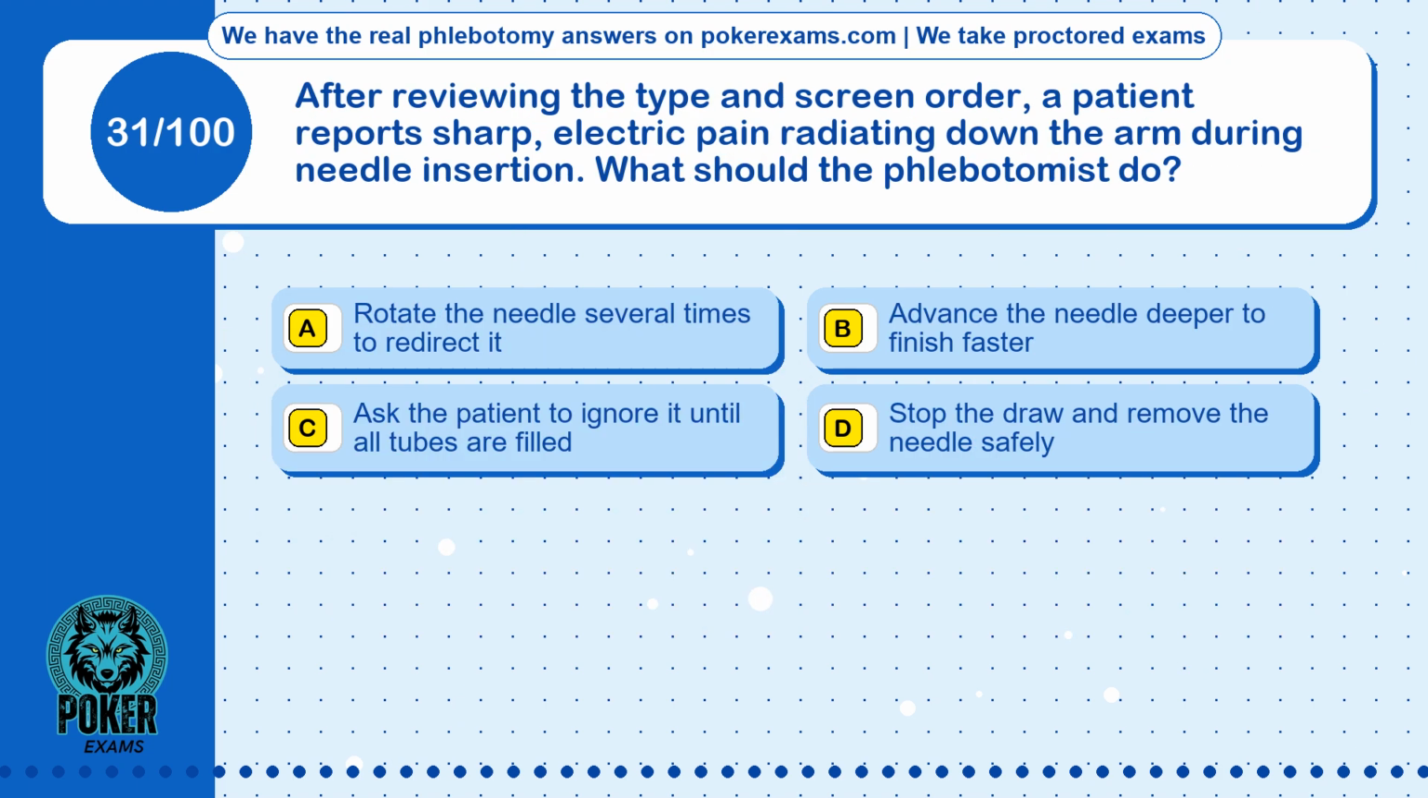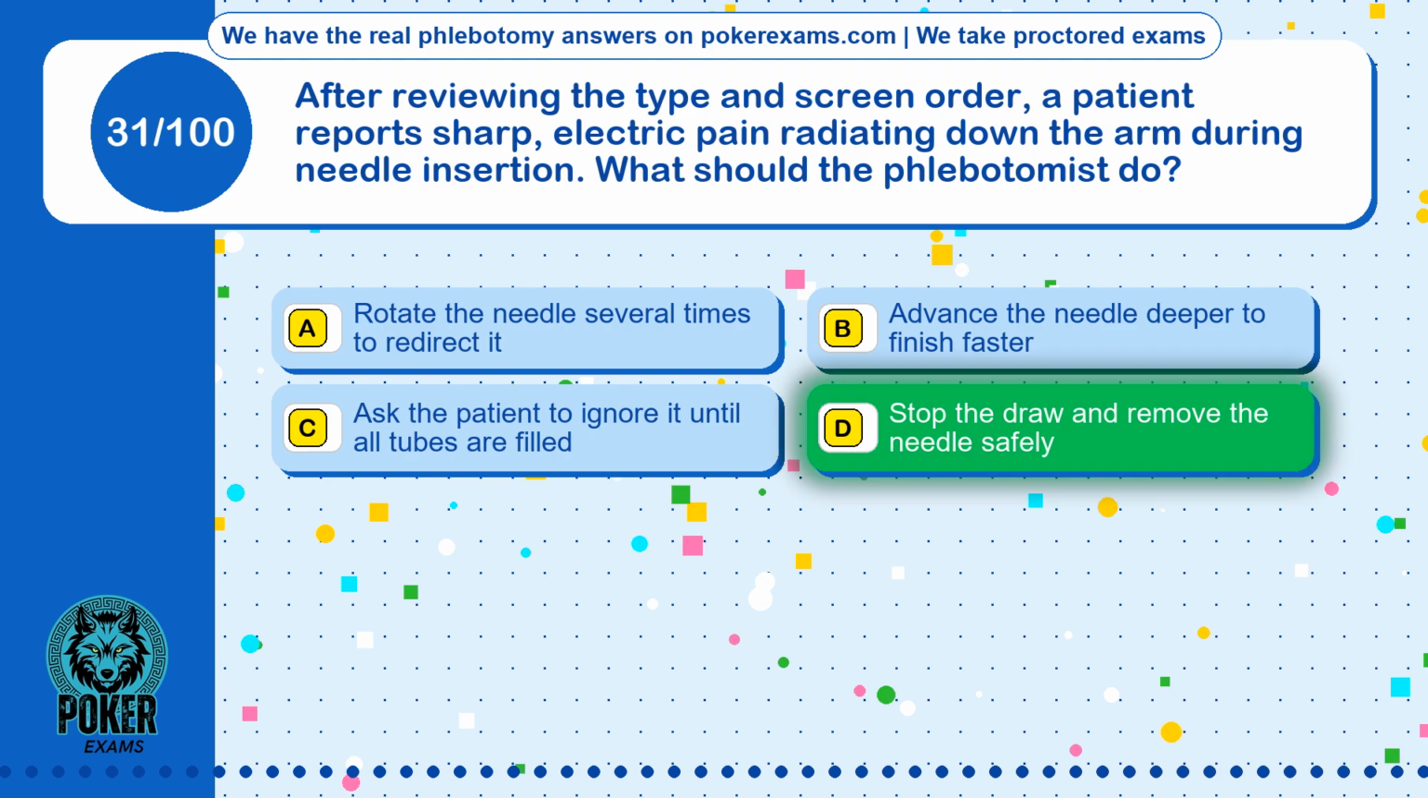Question 31. After reviewing the type and screen order, a patient reports sharp, electric pain radiating down the arm during needle insertion. What should the phlebotomist do? Option A. Rotate the needle several times to redirect it. Option B. Advance the needle deeper to finish faster. Option C. Ask the patient to ignore it until all tubes are filled. Option D. Stop the draw and remove the needle safely.